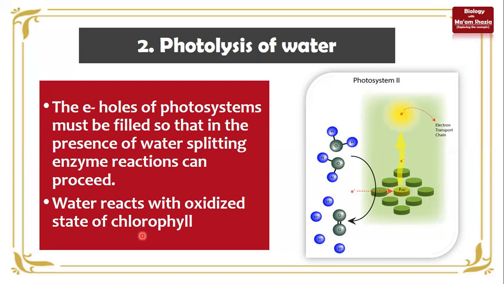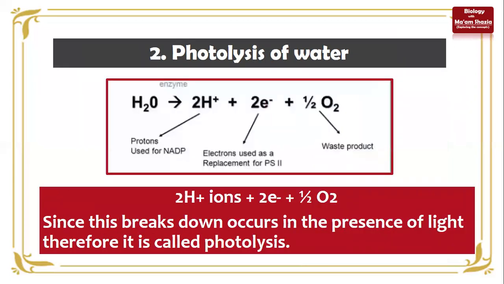P680 has given its electrons to the primary electron acceptor, and removal of electrons is called oxidation. So the chlorophyll molecule gets oxidized first, and later it is reduced with the help of water by taking two electrons from the water molecule. This is how enzymes help break the water molecule down into two hydrogen atoms, two electrons, and one more molecule of water. Another water molecule will break to make oxygen available in the atmosphere.